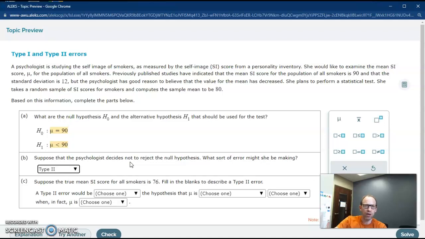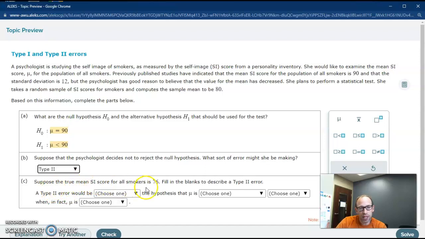So here we decided not to reject, so the only possible error would be a type 2, where you fail to reject even though you should have rejected because the null is false. So in any case, whatever you decide, there's always some error. If you reject the null, it's possible you made a type 1 error. If you fail to reject, it's possible you made a type 2 error.